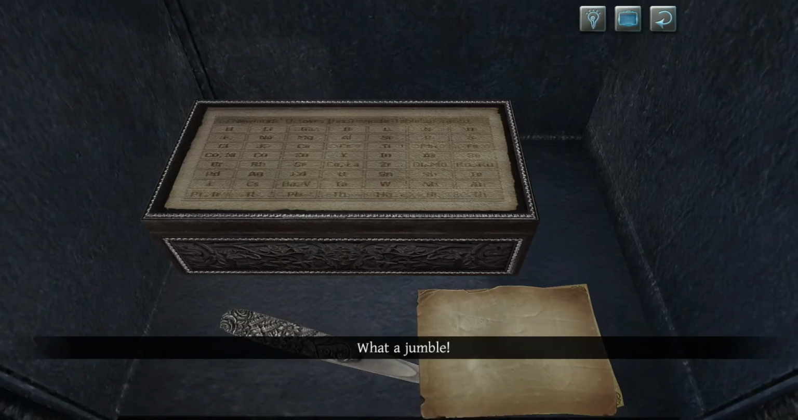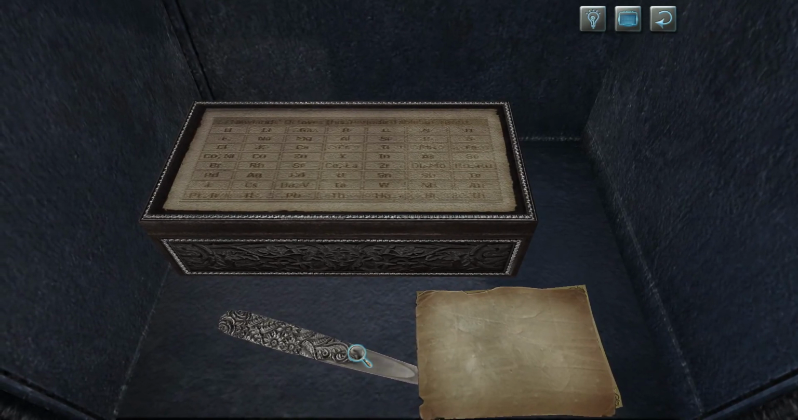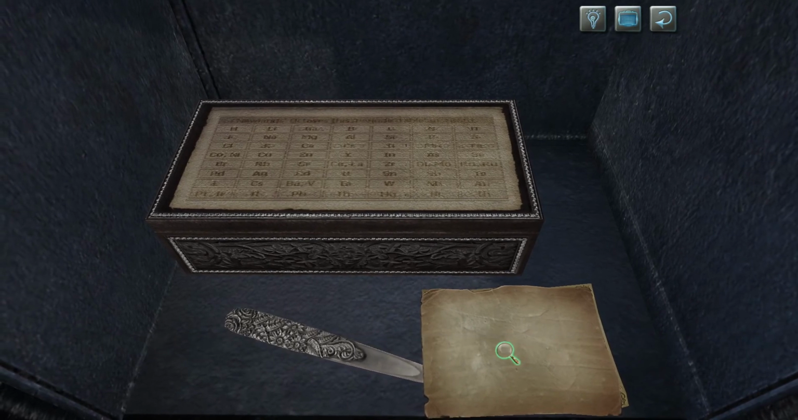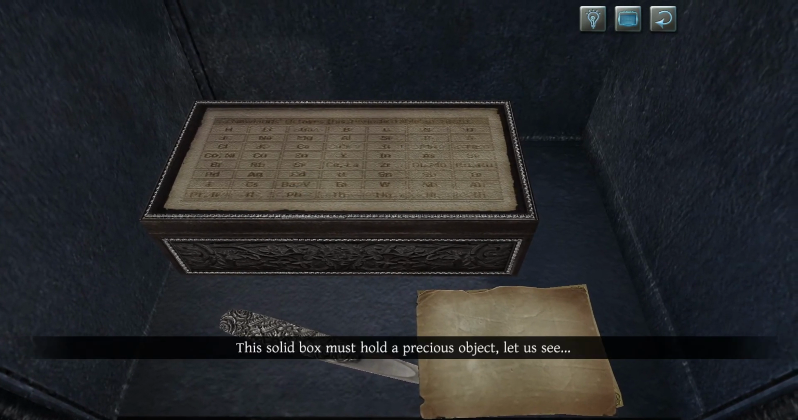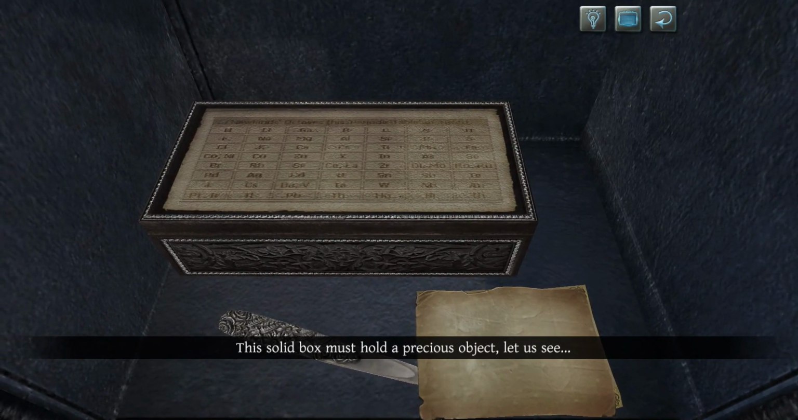Let's check the box. Oh, what a jumble. Okay, there is a paper knife. Blotting paper. This solid box must hold a precious object. Let us see.